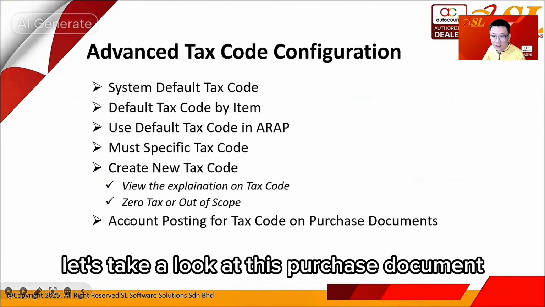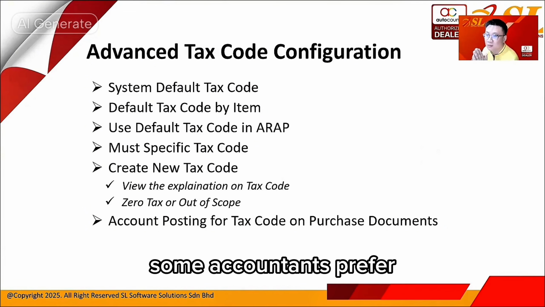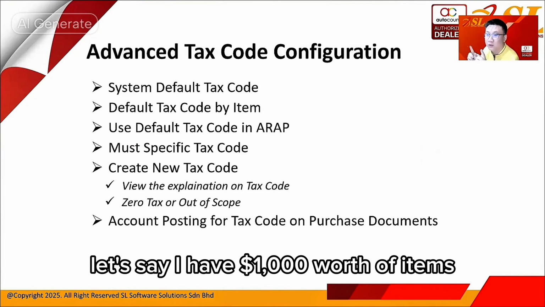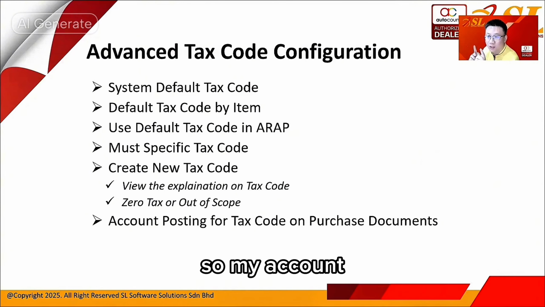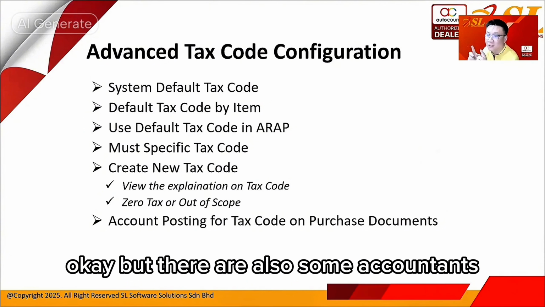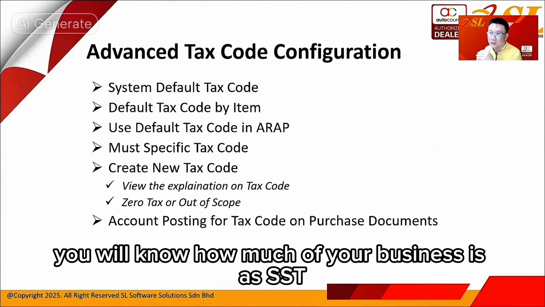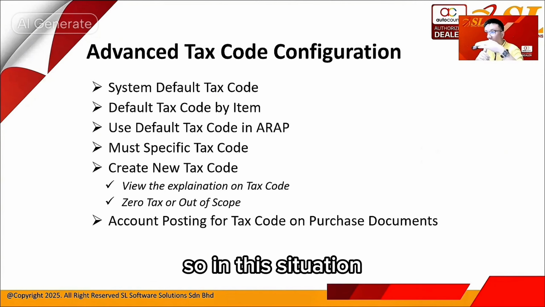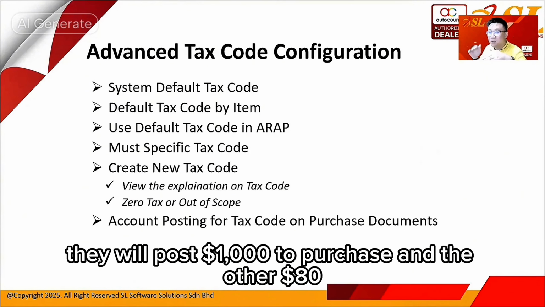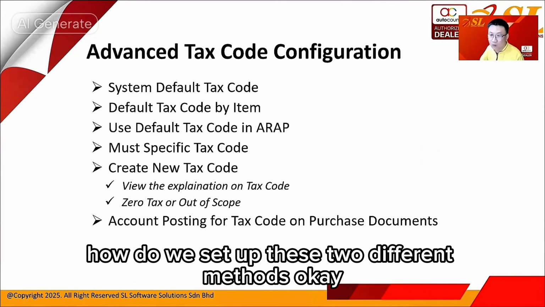So finally, let's take a look at this purchase document. The purchase document is quite strange. Some accountants prefer, let's say I have $1,000 worth of items and I buy the product with 8%. So my account, if it's a purchase, then the purchase should show 1,080, okay? But there are also some accountants who think it's better to separate them, okay? This way, you will know how much of your business is SST. So in this situation, they will post $1,000 to purchase, and the other $80 they will post to the SST paid account. How do we set up these 2 different methods?